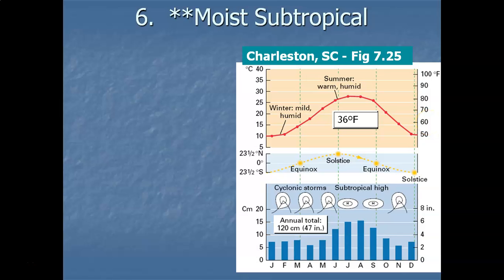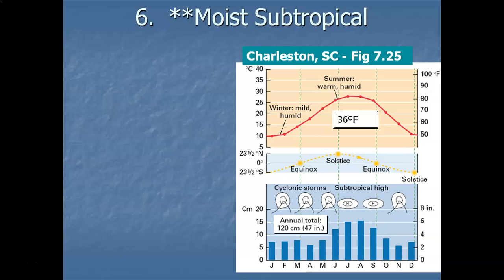Climate lecture number 3. I've got 3 climates I'm going to do in this lecture, and I want to show you the influence of warm versus cold offshore currents on summer precipitation. Climate number 6. I've got this star. This is an important one because this is our climate here in Louisiana in the southeastern United States. It's called the moist subtropical climate.